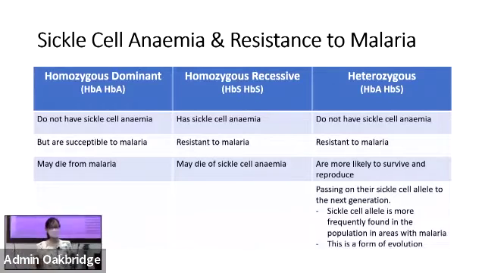So in this case, what is the result? The sickle cell allele will be more common in this area. And you will find that more people in the future, in places that have malaria, will also have a higher frequency of sickle cell alleles.